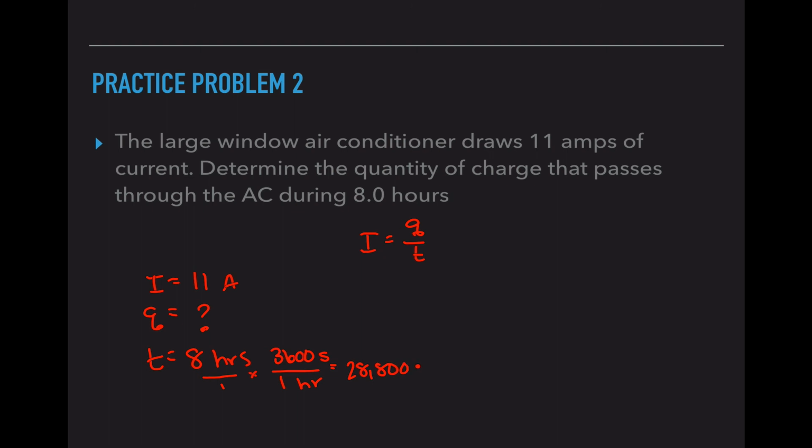28,800 seconds. So I have 11 equals Q over 28,800 seconds. I'm going to multiply those two numbers together, and my final answer is Q equals 316,800 coulombs. Okay, so we're going to practice with calculating current, coulombs, or time with this equation.